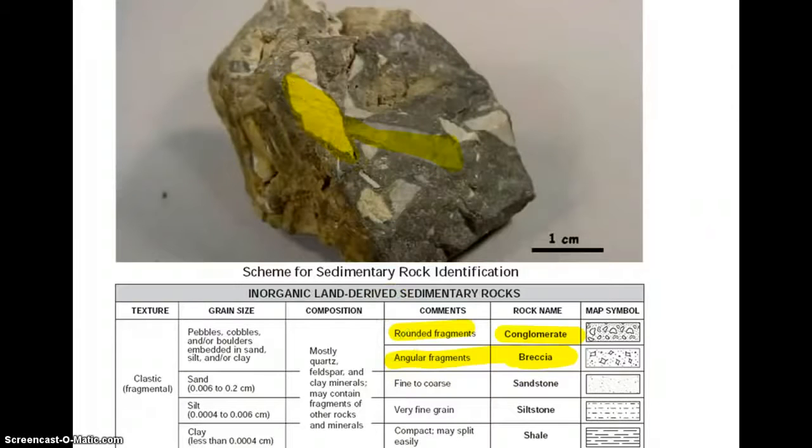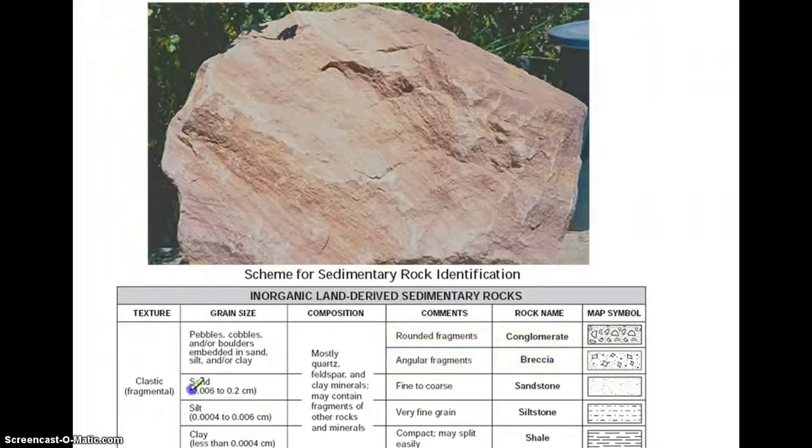Now, if a rock has smaller pieces, let's say that the individual grains range from 0.06 of a centimeter to 0.2 of a centimeter, we would call that rock sandstone. Sandstone is pretty easy to identify because when you feel it, it feels pretty coarse. It feels rough like sandpaper.